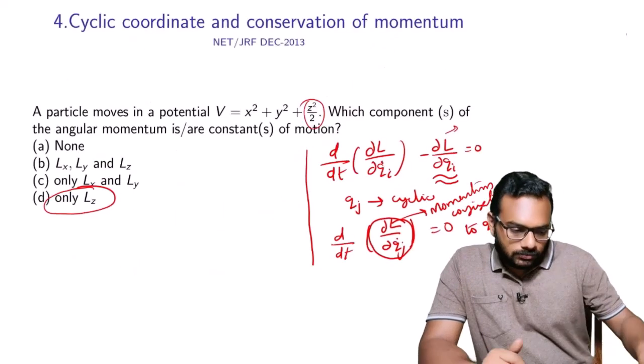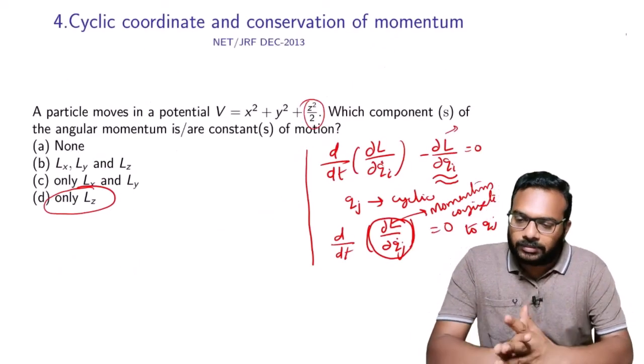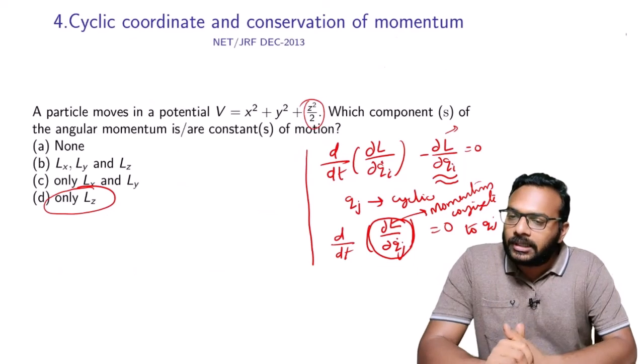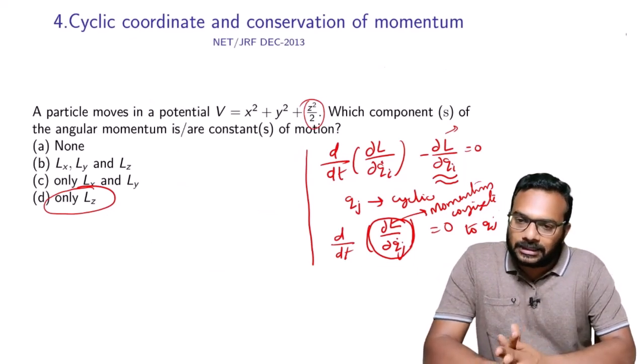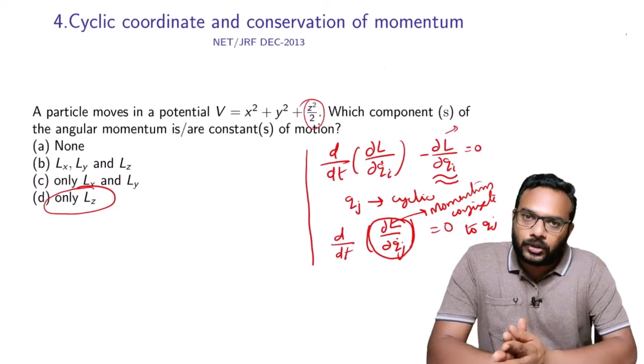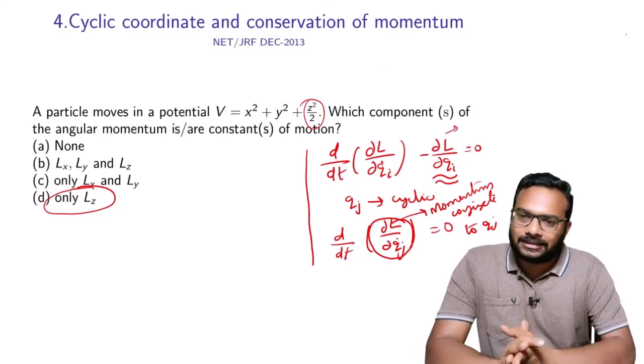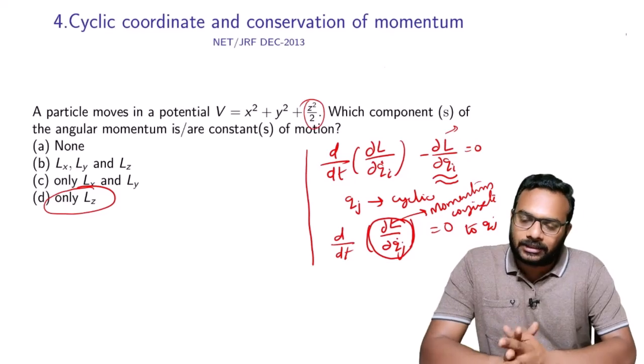We'll keep the lectures short, so I think it's time to wind up now. We have done 4 problems, all from the previous NET question papers, asked from the first module, using the Lagrangian formulation and cyclic coordinate and symmetry properties.